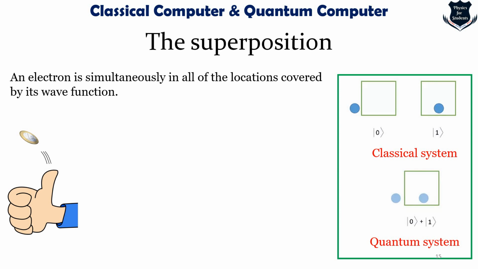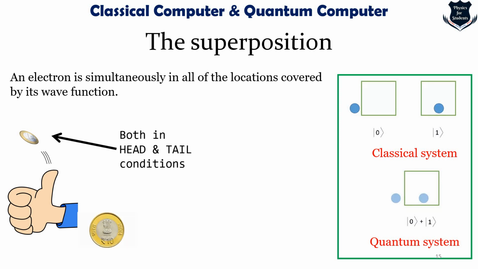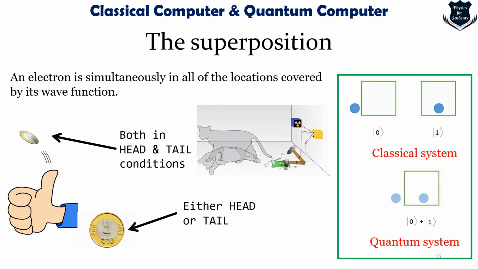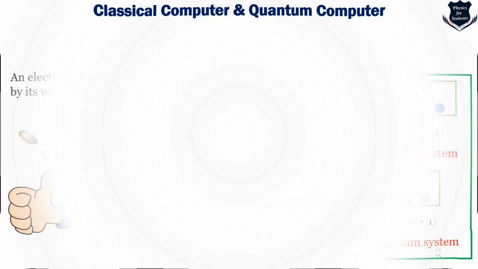So here is an example. Flipping the coin, when it is moving, it is both in head and tail. But when it falls down, we say it is either head or tail. And this is explained in a very famous thought experiment by the great German physicist Erwin Schrödinger, and we call it Schrödinger's cat. Don't worry, we will cover Schrödinger's cat and its interpretation of how it helps in quantum computing.